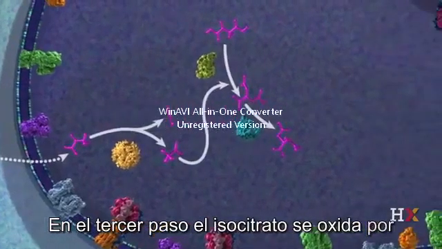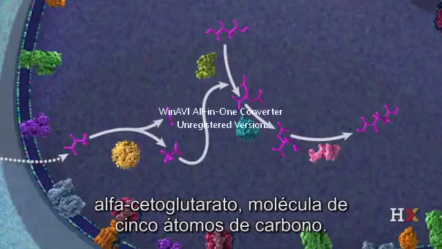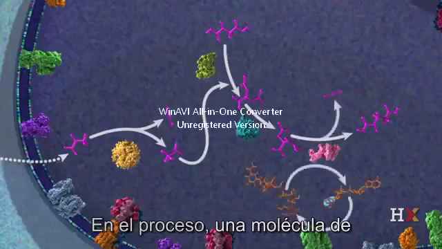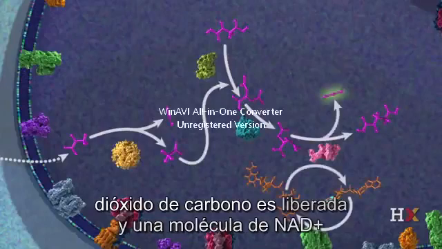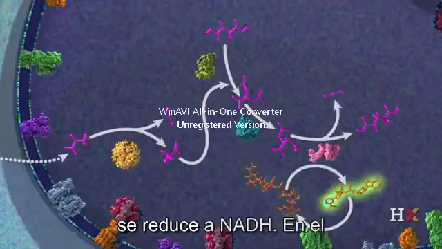In the third step, isocitrate is oxidized by isocitrate dehydrogenase, generating the 5-carbon molecule alpha-ketoglutarate. In the process, 1 carbon dioxide molecule is released, and 1 NAD+ molecule is reduced to NADH.